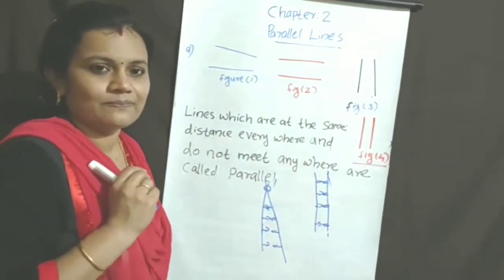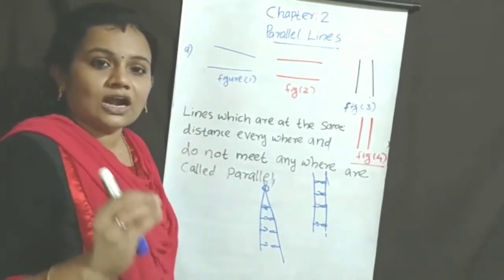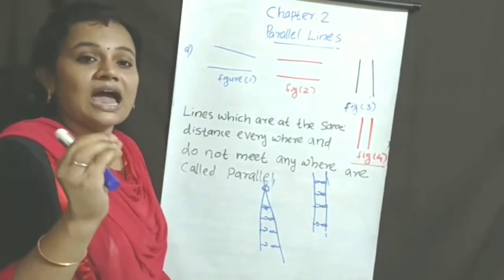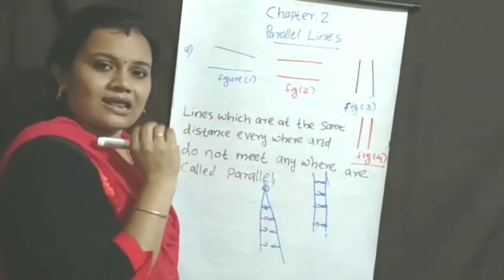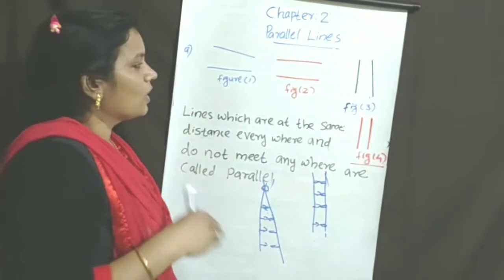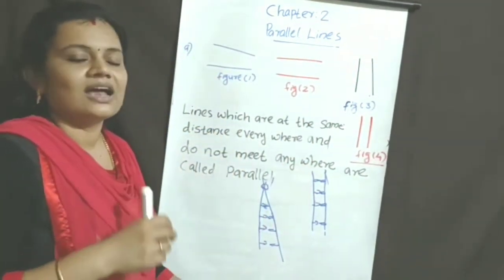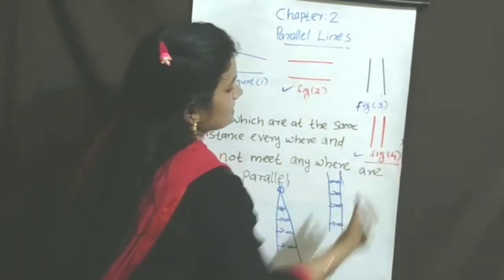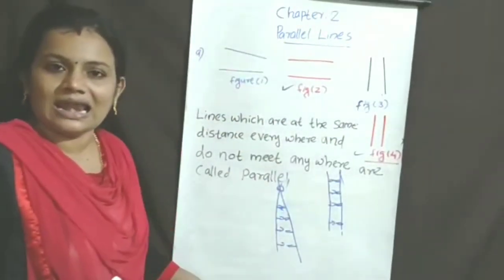Okay, understood. Then, if we conclude, what are parallel lines? Is it figure 1 and 3 that are parallel lines, or figure 2 and 4? Yes, figure 2 and 4 are parallel lines. These two lines are parallel lines.